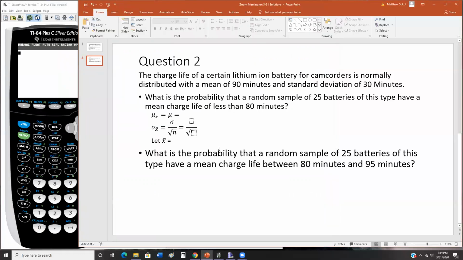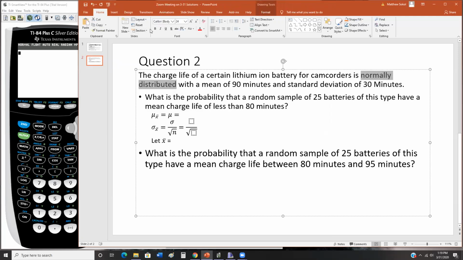So question 2 goes like this. The charge life of a certain lithium-ion battery for camcorders is normally distributed. So again, I'm telling you it's normally distributed, and I'm telling you there's a mean of 90 minutes and a standard deviation of 30 minutes. Just like the previous problem, I tell you it's normally distributed, give you a mean, give you a standard deviation. So this problem looks a little bit different.